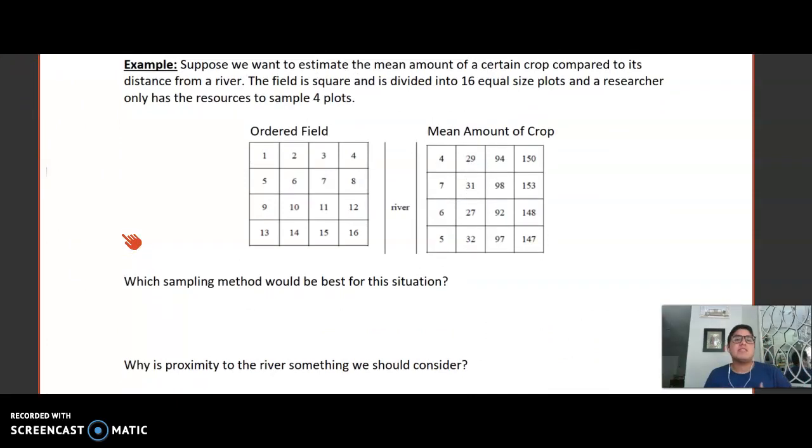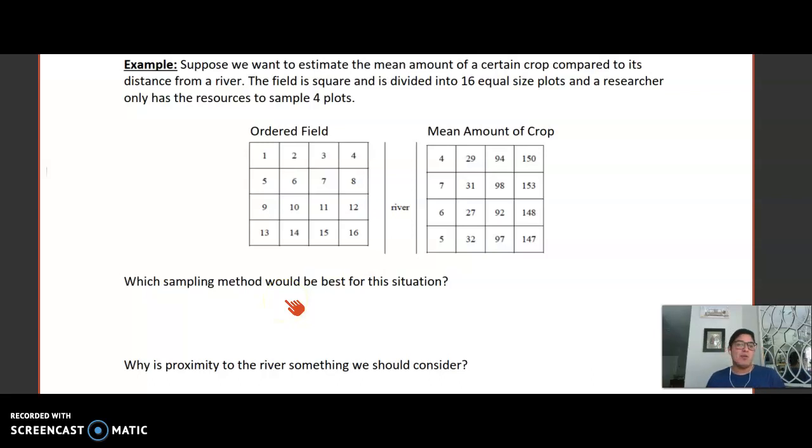Now, let's have a quick discussion here, because we mentioned that we use random sampling to address particular variables. So let's take a look at what that could look like. Suppose we want to estimate the mean amount of a certain crop compared to its distance from a river. The field is square and divided into 16 equal-sized plots, and a researcher only has the resources to sample 4 plots. So here are my 16 plots. We can see here's the river, and this is indicating the yield from the plot. So plot 1 yields 4 units. Plot 2 yields 29. Plot 3, 94. Plot 4, 150, etc. So I can only sample 4 plots.